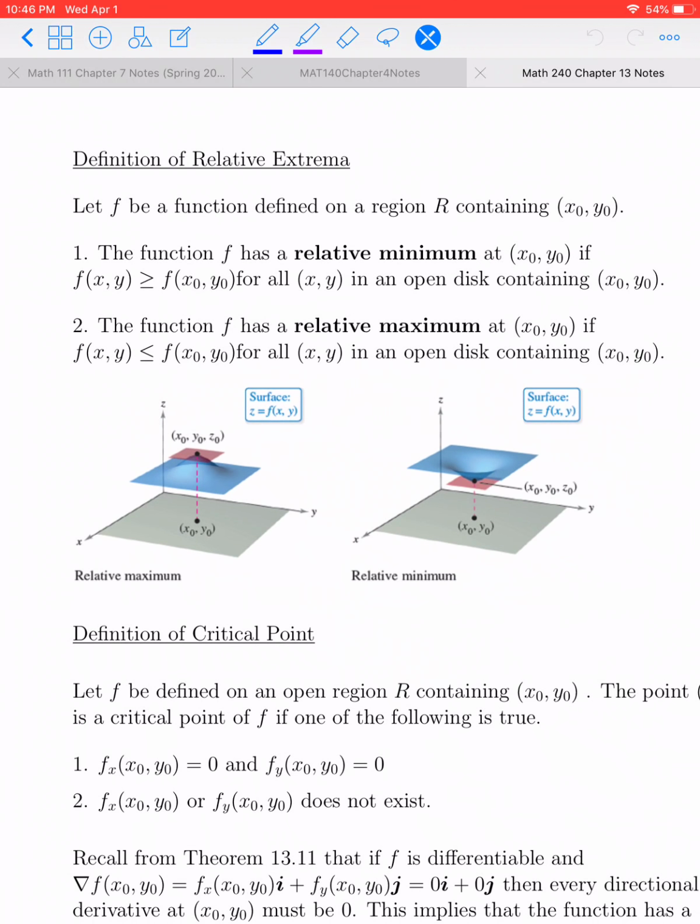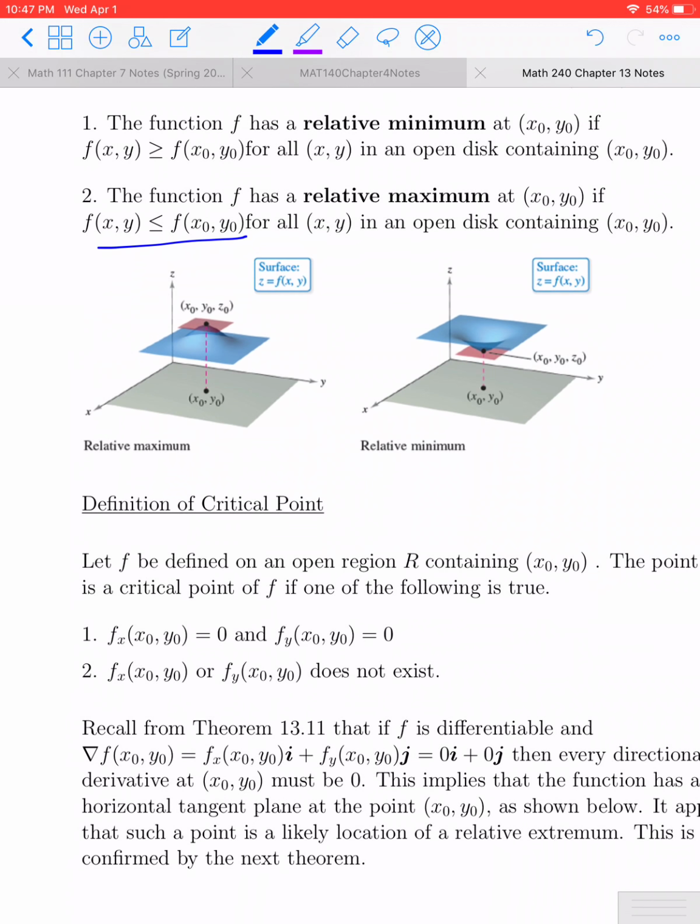So here you can see the definitions for relative minimum and relative maximum. If f of x naught comma y naught is less than or equal to f of x comma y for all values x comma y in some open disk containing the point x naught y naught, then we would say that that function value f of x naught y naught would be a relative minimum. And conversely, if f of x naught comma y naught is greater than or equal to f of x comma y for all ordered pairs x, y in that open disk containing x naught comma y naught, then the function would have a relative maximum at that point x naught y naught. Again, relatively speaking, this would correspond to either hills or valleys you would see for the graph.